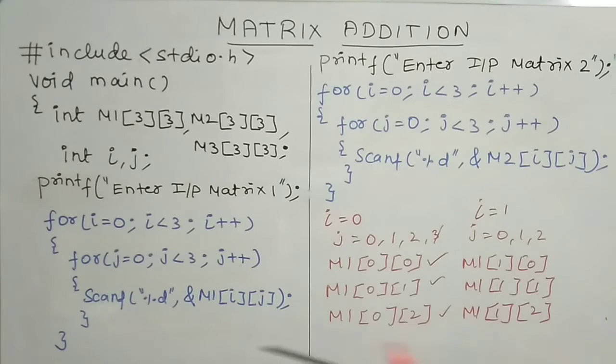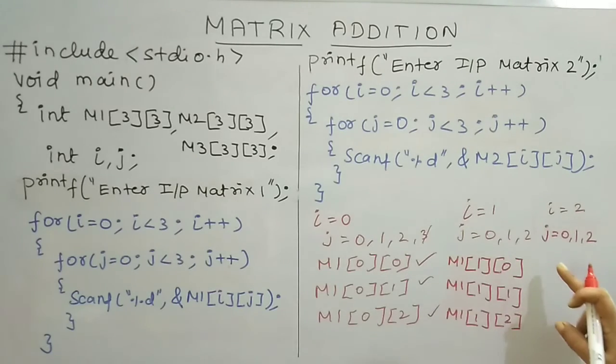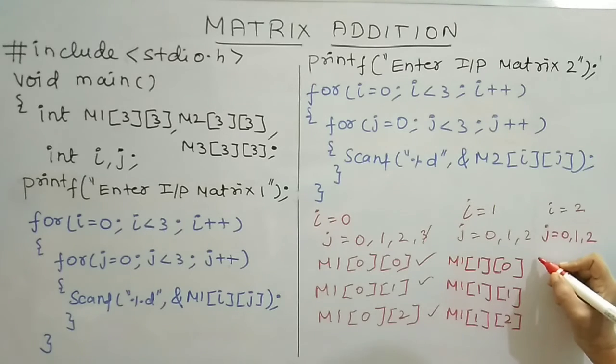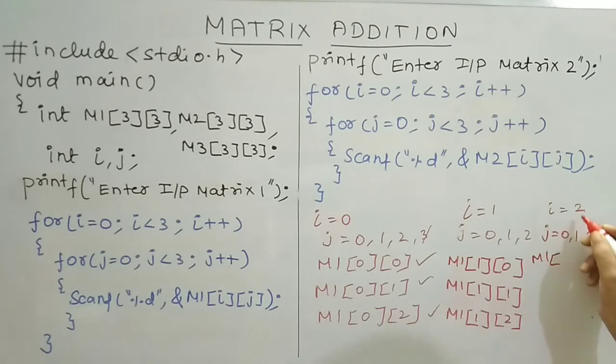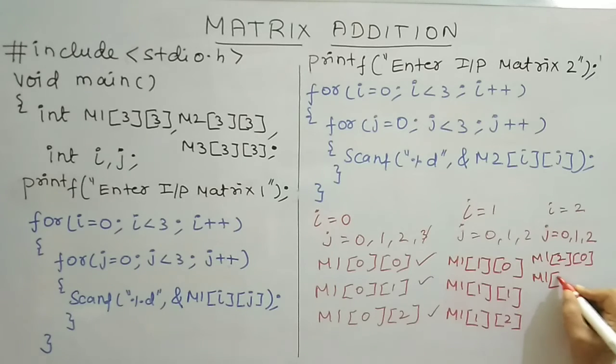Once the second iteration is over, I'll get back to the outer for loop. The value of the outer loop variable now is i equal to 2. For the complete execution of the inner for loop, j takes the values 0, 1 and 2. The elements we are going to get are M1 of 2 comma 0, then M1 of 2 comma 1, and M1 of 2 comma 2. These 3 elements are the elements in the third row of this array M1.